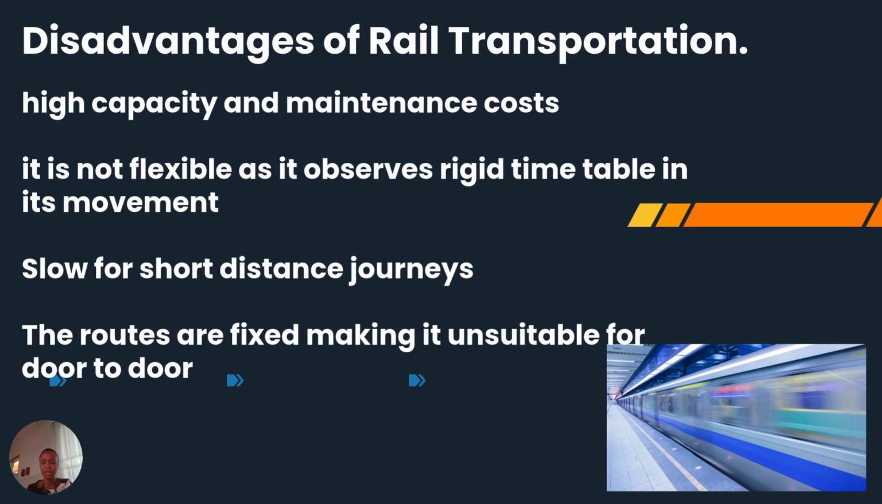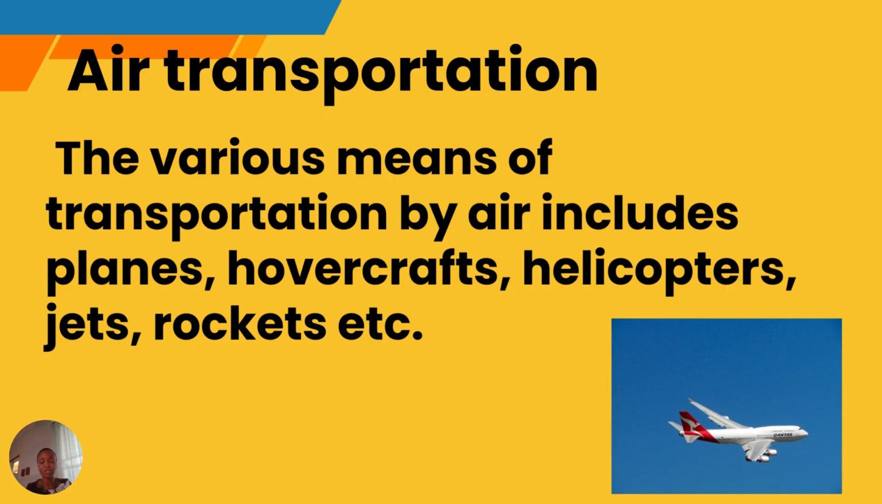So we are going to look at air transportation. The various means of transportation by air include planes, hovercraft, helicopters, and jets. We have rockets. So that is another type of transportation.